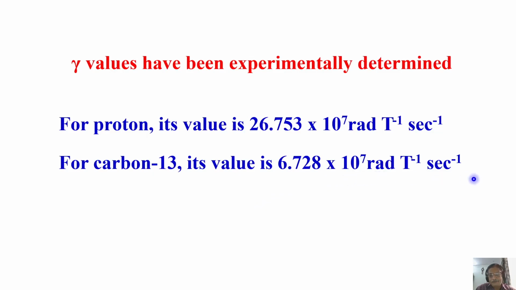You may also notice one small, important, interesting thing here. The gamma of carbon is nearly 4 times smaller than that of protons. Gamma of proton divided by 4 is nothing but the gamma of carbon, approximately. Keep this in mind. I need to stress this again because I will be using this term very often in the subsequent classes.